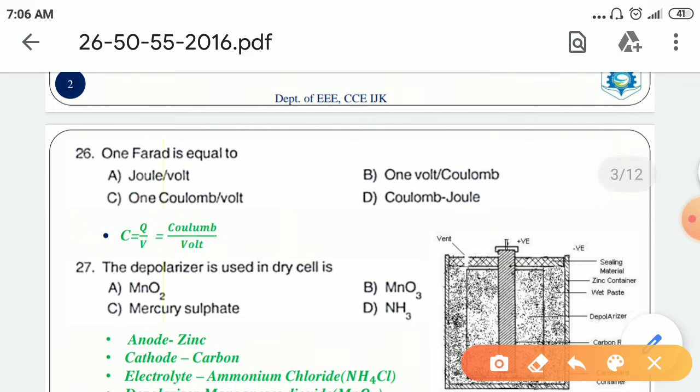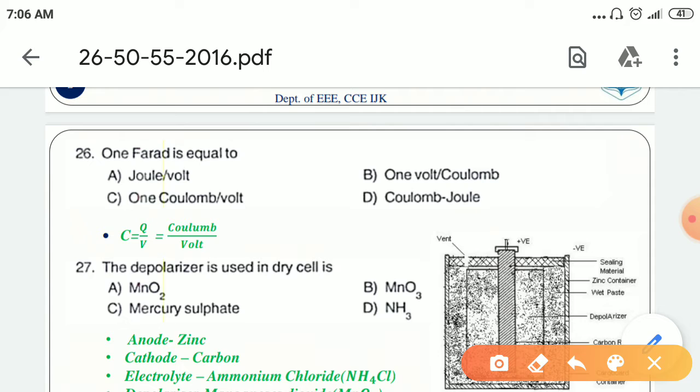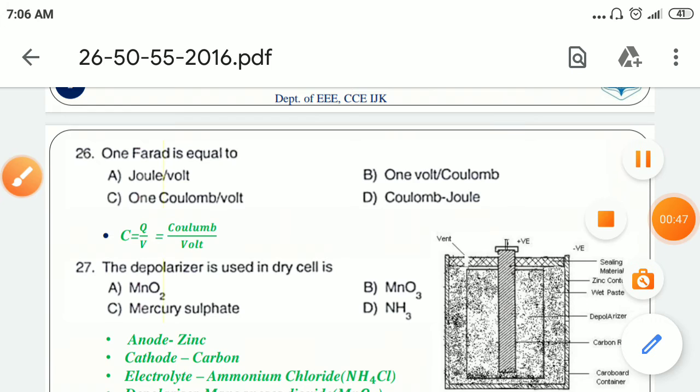1 farad is equal to, we know that farad is the unit of capacitance and capacitance value is equal to charge by voltage, Q divided by V. And the unit for charge is coulomb and the unit for voltage is volt. So the answer for question number 26 becomes 1 coulomb per volt, option C. Let's move on to the next question, question number 27.